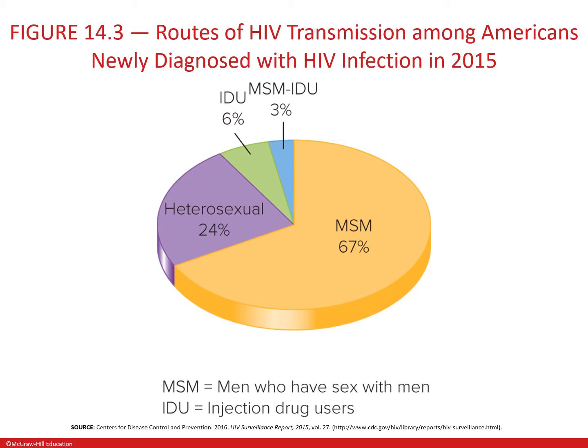So here we have an image of the routes of HIV transmission among Americans newly diagnosed with HIV in 2015. And again, you can see that 67% is men that have sex with men. A quarter is through heterosexual couples. And then we have injection drug users at 6%. And then at 3%, we have both men that have sex with men who also take injection drugs.